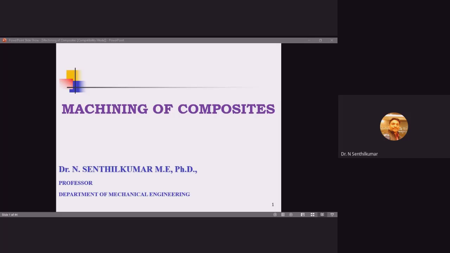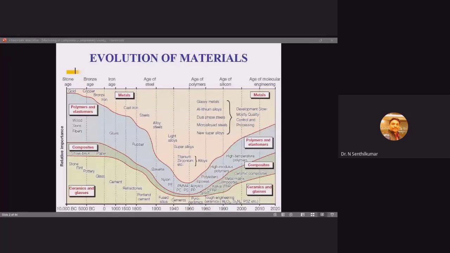Excuse me, sir. Yes. Sir, you are speaking with the first slide? Yes, I'm speaking with it because I'm giving some of the introduction about that. Okay. So coming on to the machinability aspects, now it is visible? Yeah, sir. Okay.